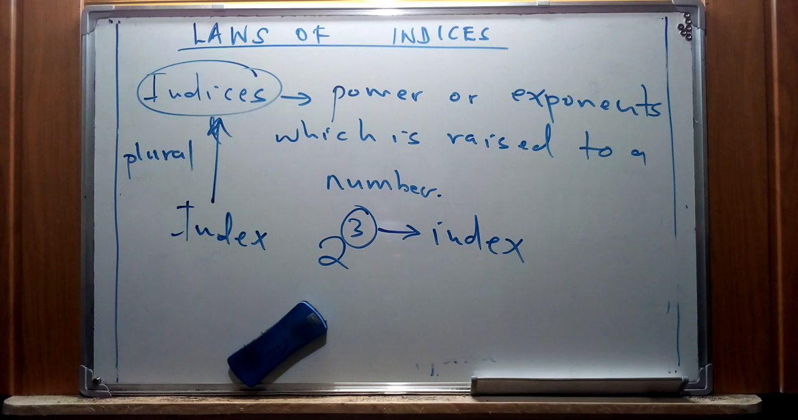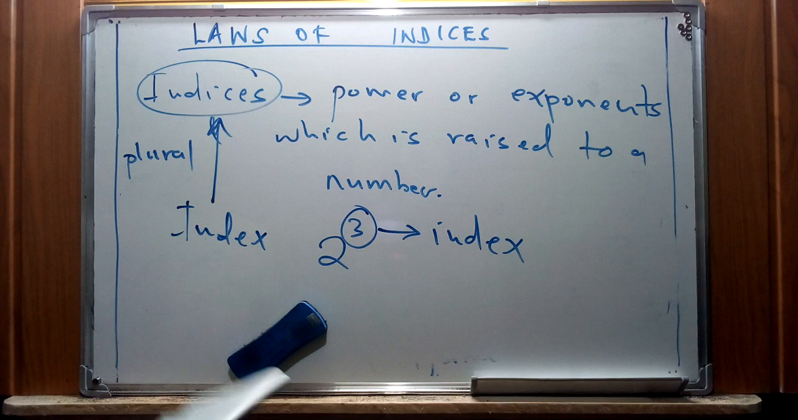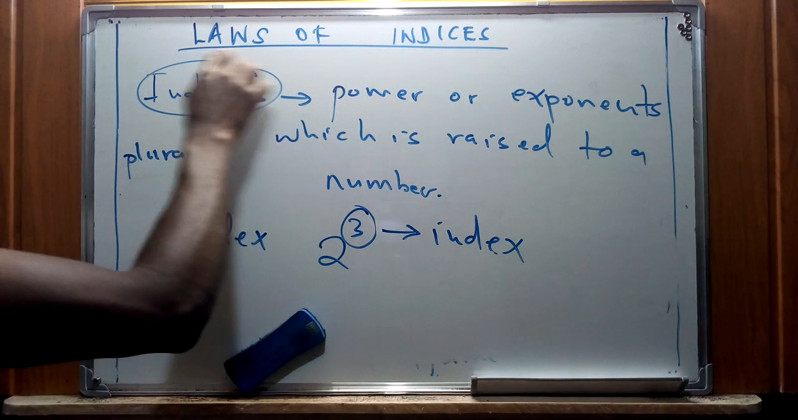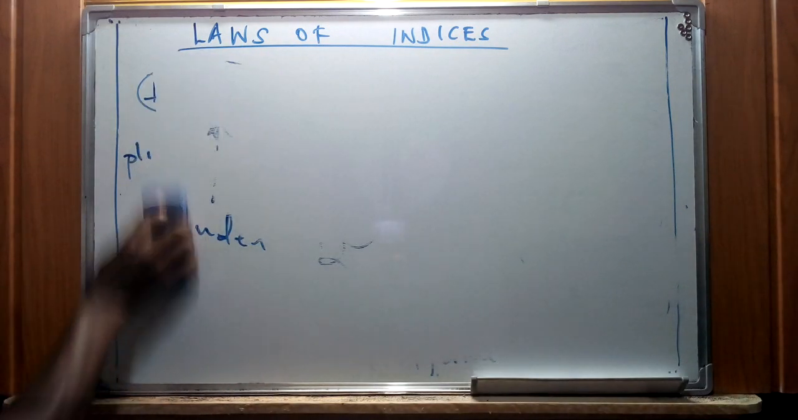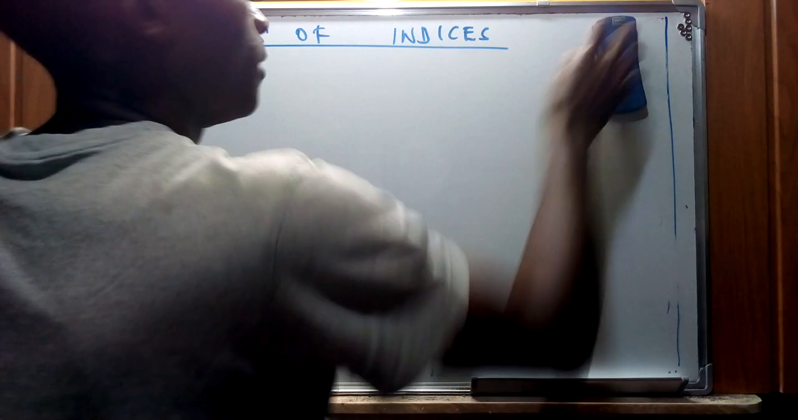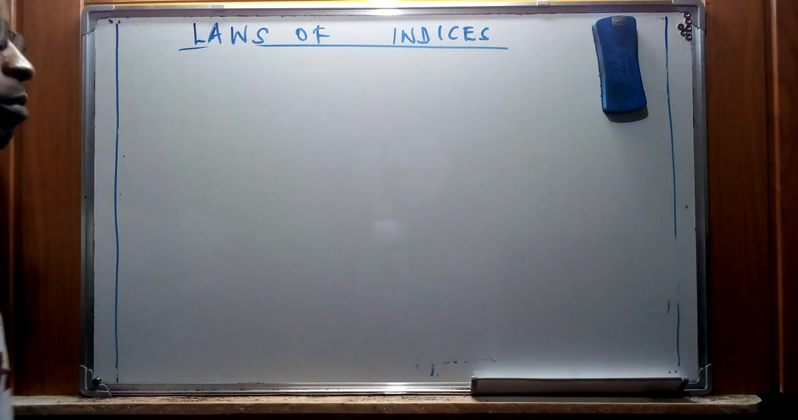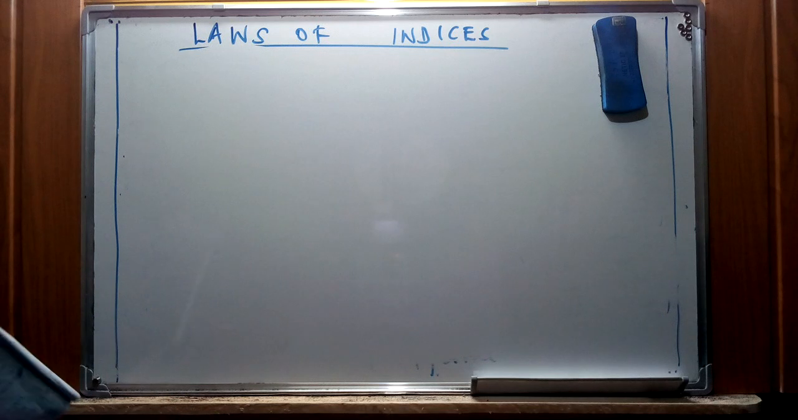So having said that, we're going to look at some of the laws which are applicable insofar as these numbers which have been raised to indices are concerned. And those are what we refer to as laws of indices. So this basically refers to the ways in which we're going to treat the different operations, division, multiplication, addition, etc., of these different numbers which have been raised to specific powers.